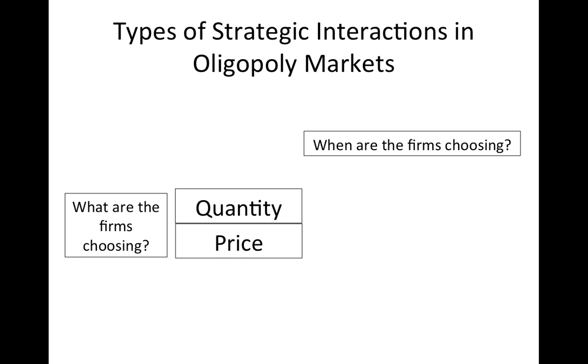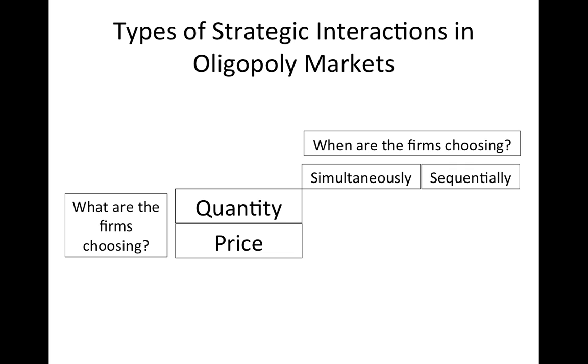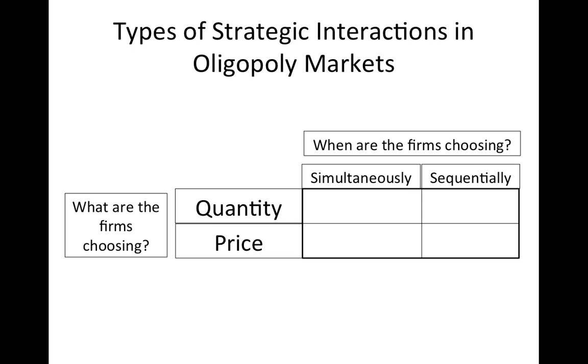The second dimension is when the firms are making their choices. Here, there are two possibilities as well. Firms can either choose simultaneously or sequentially. Thus, there are four models of oligopoly behavior for us to consider.